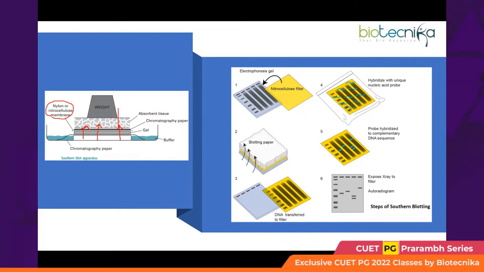nylon membrane or nitrocellulose membrane can also be used, Rajesh.